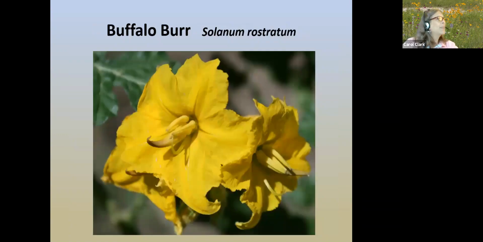Buffalo burr. This one, the name burr, should give you a hint. It's very, very prickly. Almost everything except the flowers is prickly on this plant. So it's not popular, and it's been nearly eradicated from places where people have had cows and horses and sheep. But it is really good for our native bumblebees. So if you're looking to restore an area, you might consider including it anyway.